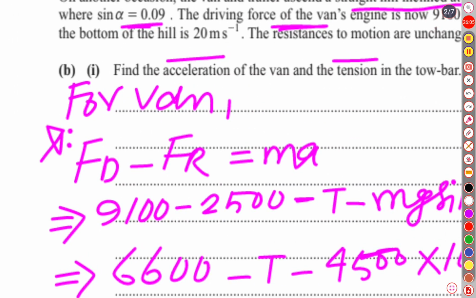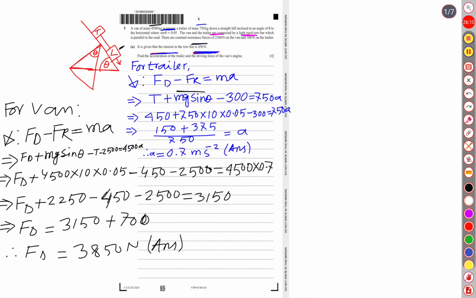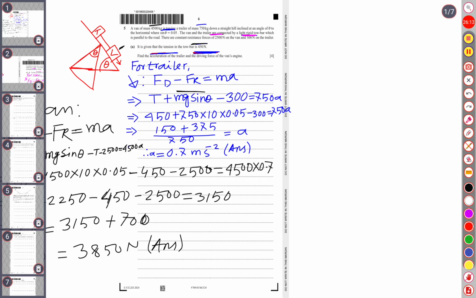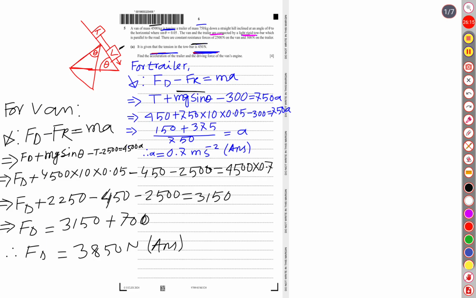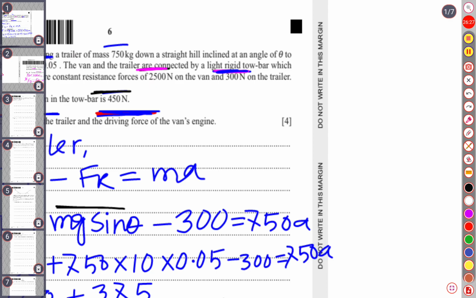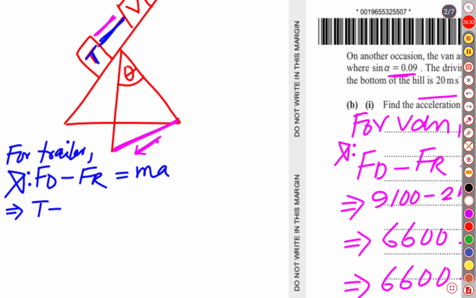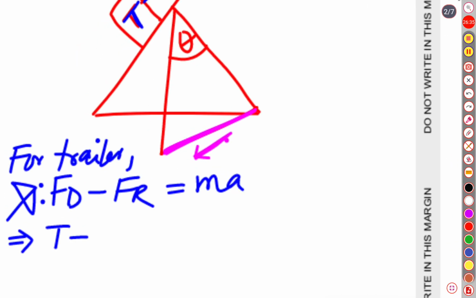We have used the frictional force. Frictional force has been given on the previous page. Here frictional force was, I think, 300. Yes, this is the frictional force on the trailer. So it is T minus 300. Then we will see whether there is any other force acting as resistance or not.